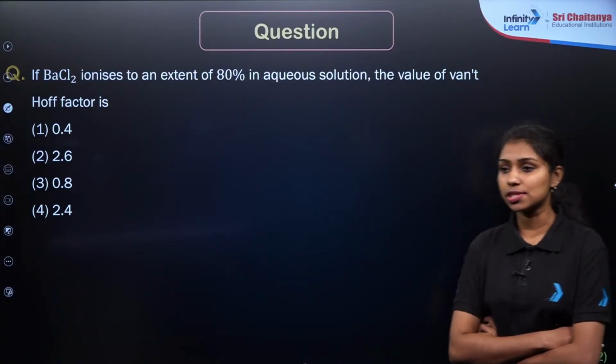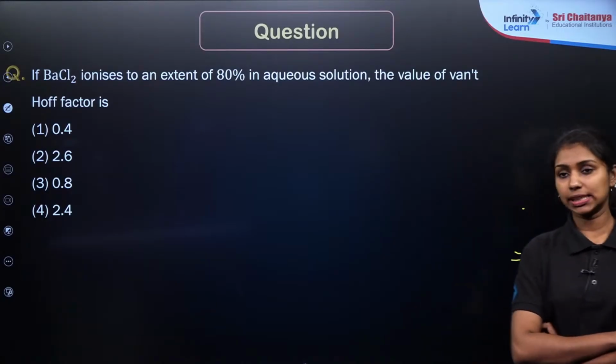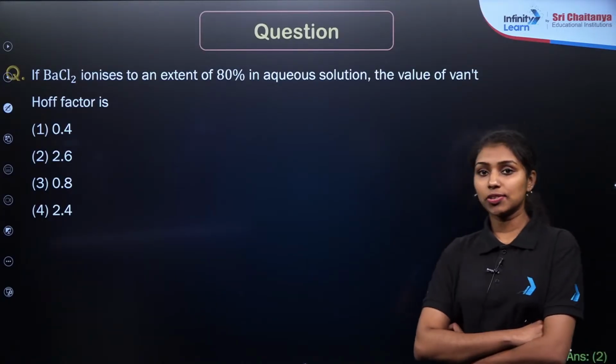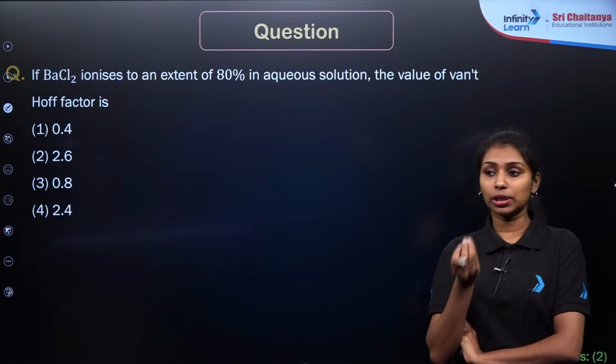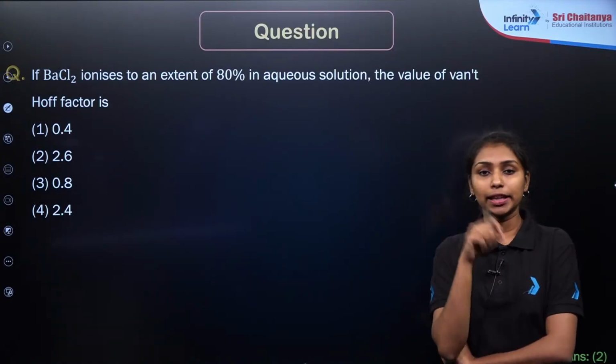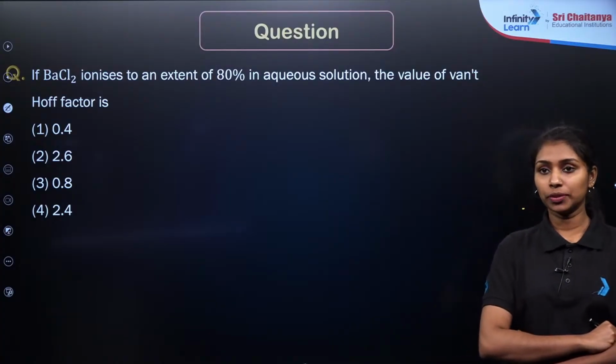Try to solve the question. We have already seen in the case of dissociation, right? BaCl2 is an electrolyte, so it will get dissociated. How many particles are forming? How many ions are forming during the ionization? Then apply the formula there. You will get the answer of I here.